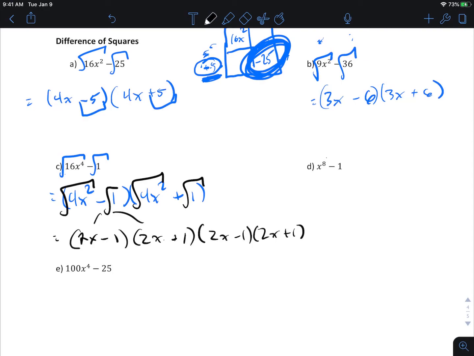Now there's one more way to simplify this. I have 2 of 2x minus 1s, and I have 2x plus 1s. So then I can write them like this. We'll be done. There you go.